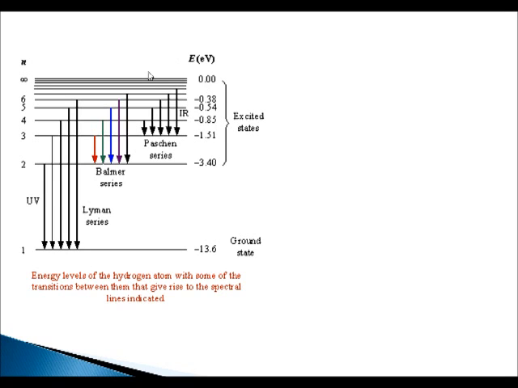Now, once it is at a state of n equals infinity, or 0 electron volts, that means it has exited the atom. It's no longer part of the atom. And that is what's called ionization. So that electron is ionized.